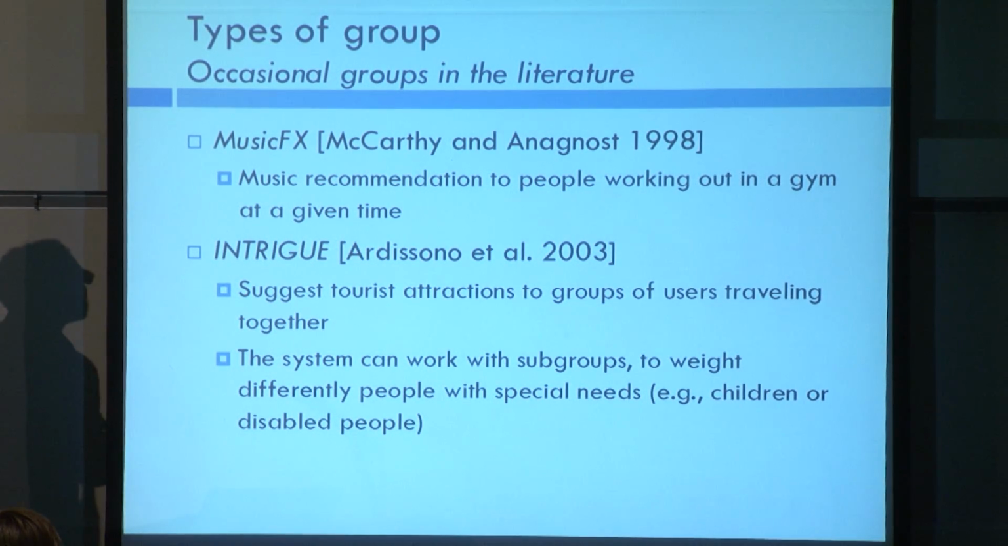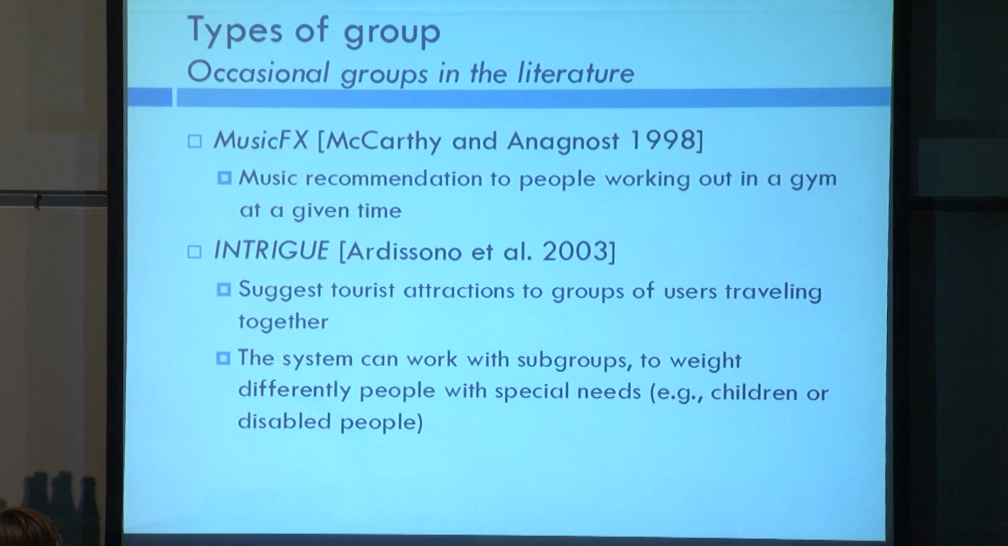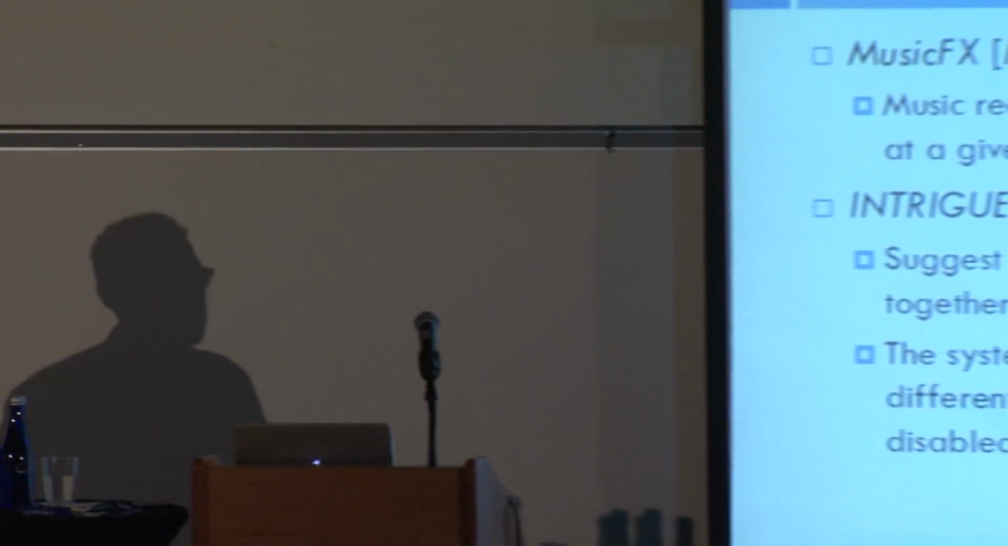When considering occasional groups, you might have domains like people, for example, going to the gym together. So if you have to provide music recommendation to people working out in a gym at a given time, you have to consider that there are no specific interests that link these users. Then there's Intrigue that suggests tourist attractions to groups of users traveling together. And the system can also work with subgroups to consider the fact that there might be some categories that have special needs. For example, children or disabled people.